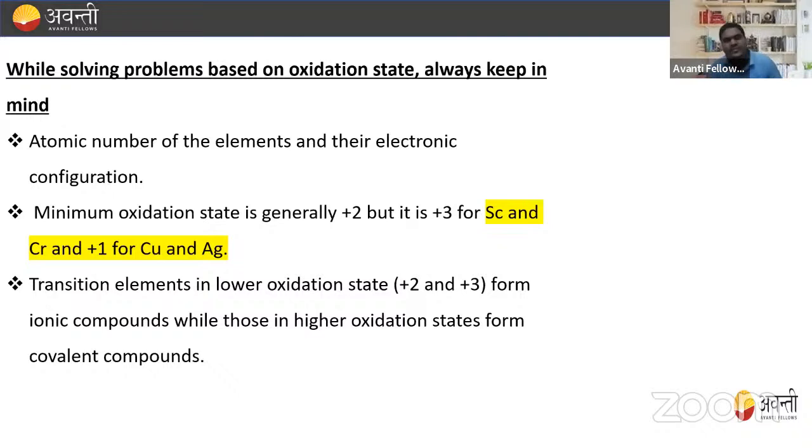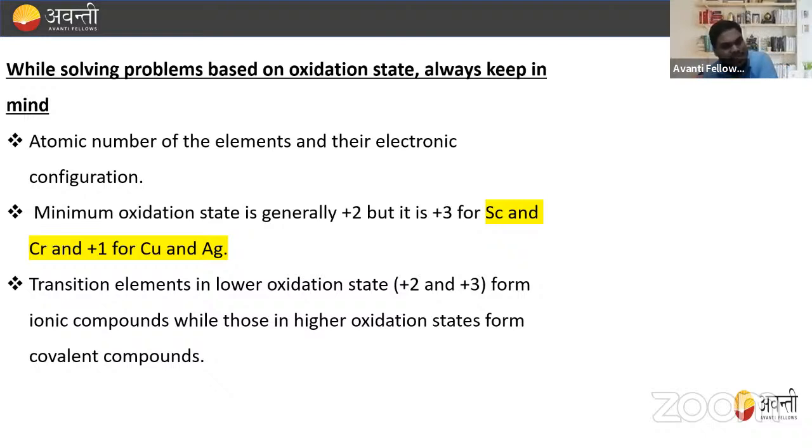Whenever solving problems based on the oxidation state, always keep some points in mind. The first one is the atomic number of the element and its electronic configuration. These are very important things while solving problems based on the oxidation state. So this is the first requirement.